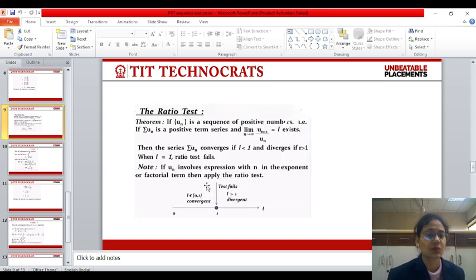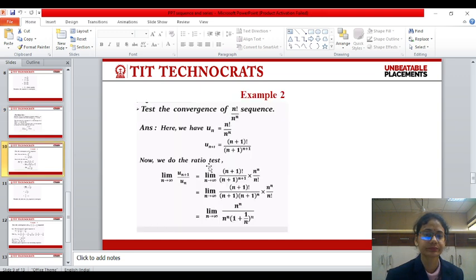Next we have the ratio test. As the name suggests, in this test we take the ratio of two particular terms and find the limit. If the limit as n tends to infinity of u(n+1)/un equals L exists, then the series converges if L is less than 1 and it diverges if L is greater than 1. But if L is equal to 1, then this test fails.